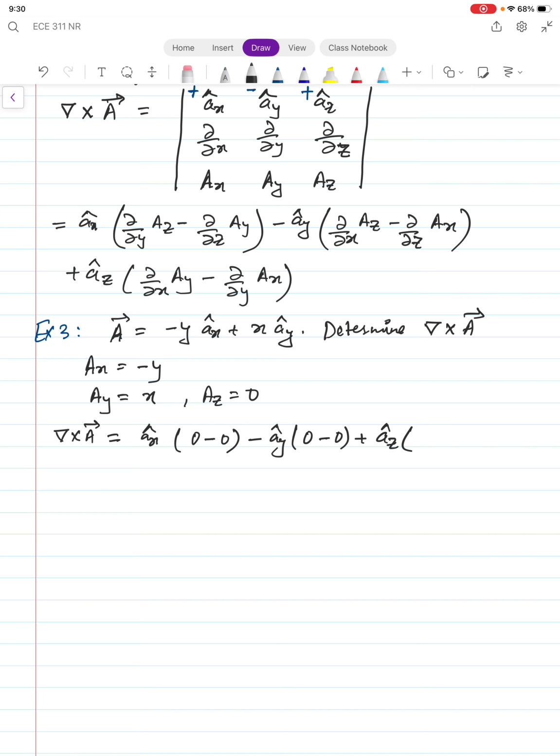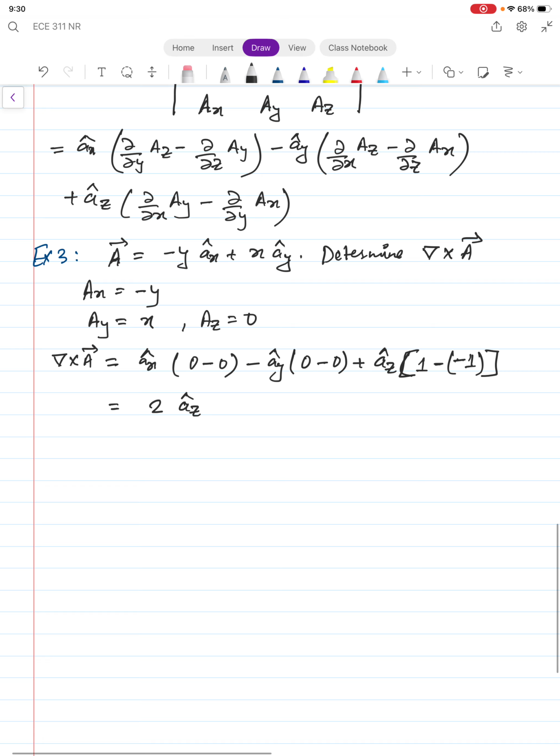The derivative of Ay with respect to x is 1, and there is still that negative sign, and we need to calculate the derivative of Ax with respect to y, which is negative 1. Let me put this square bracket over here, and therefore we get 2 times az. That is the result of the curl.